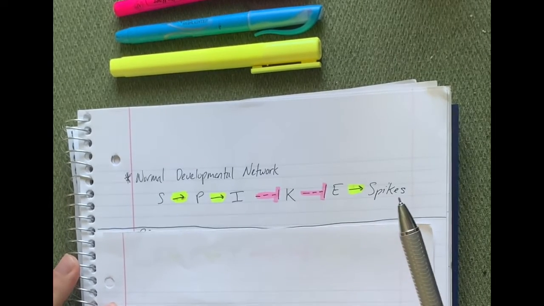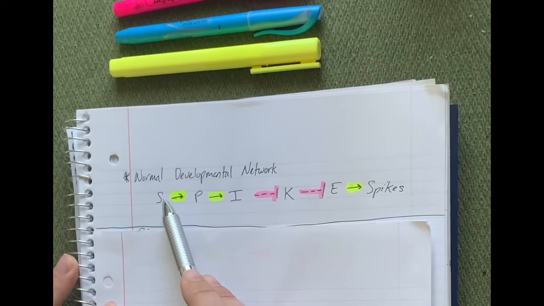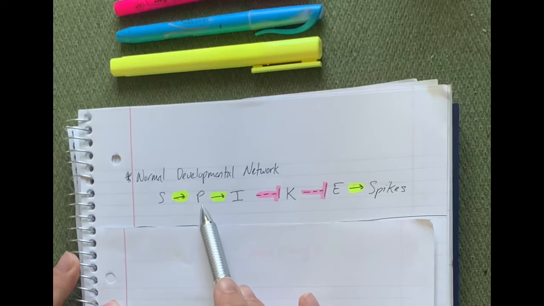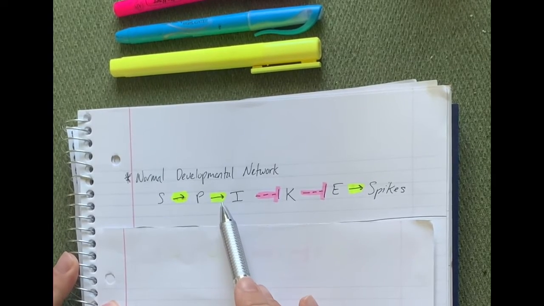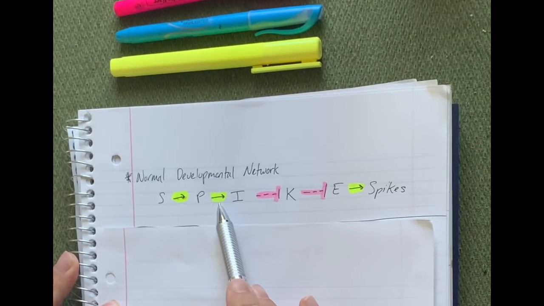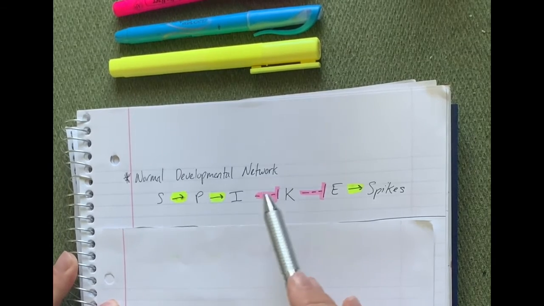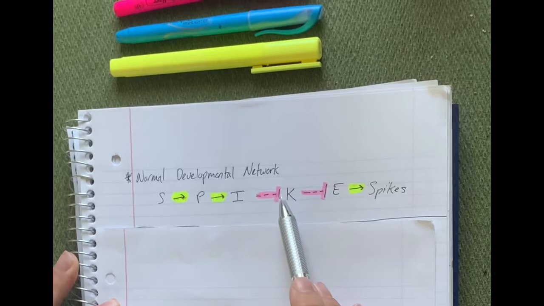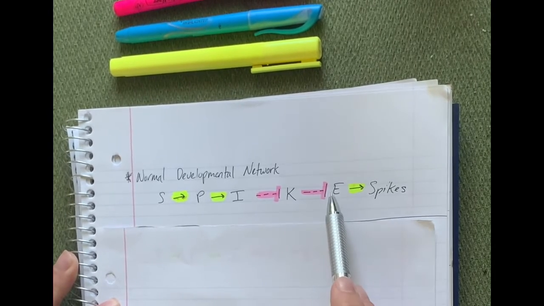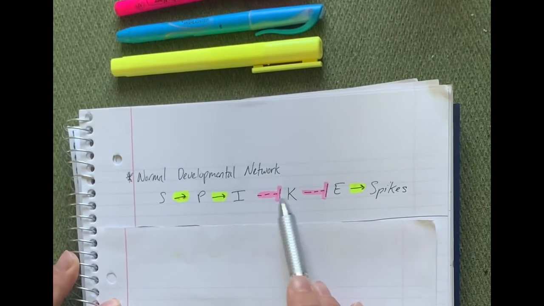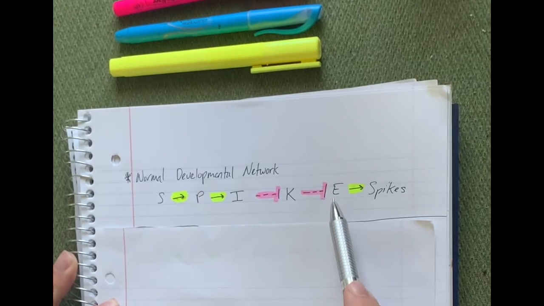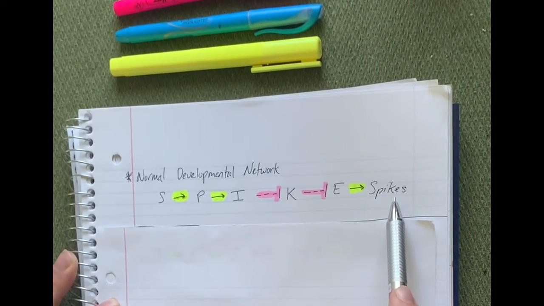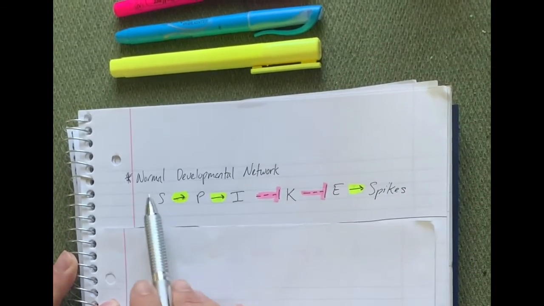So here we have our pathway of spike formation in the spiny beetles. We'll go over it real quick. The S gene activates the P gene, which also stimulates the I gene. That's what these arrows stand for right here. I have them highlighted in yellow. Now the I gene represses the K gene, which in turn represses the E gene. So the fact that we have the I gene repressing the K gene means that this E will be available to produce our spikes. And this is the normal developmental pathway.